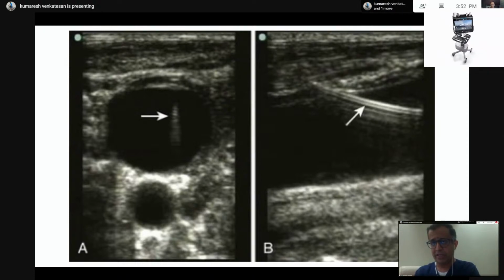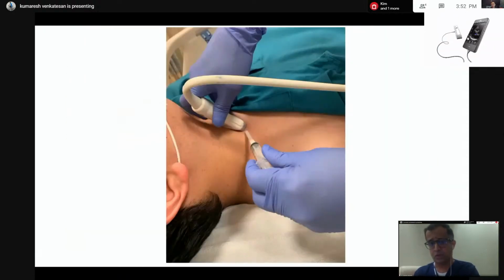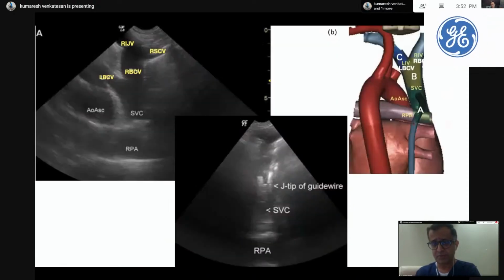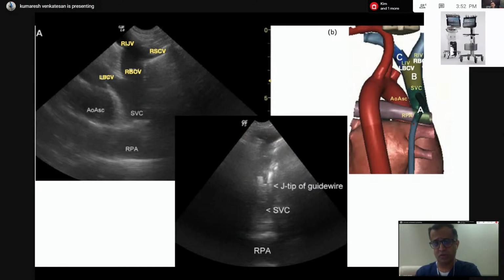Now, what I would recommend is, it's not good enough just to look for the presence of the guide wire within the vessel. You want to see where this guide wire is advancing to. So if you have the probe, swing the probe down and look for the brachiocephalic vein. So tilt the probe down.